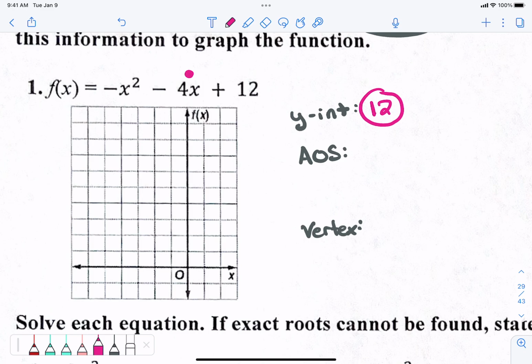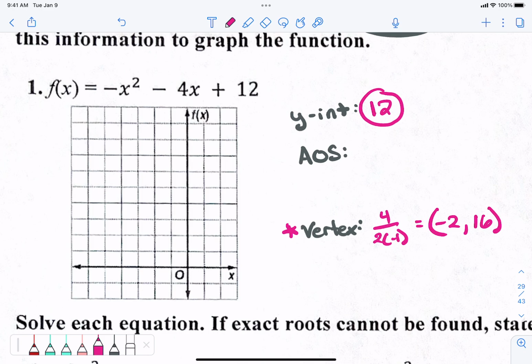Yuck. Okay, I don't do the AOS next. I do the vertex next. Vertex: negative b will be a positive 4 over 2 times negative 1. So 4 divided by negative 2 is negative 2 comma something, okay? Now, if you plug negative 2 back in, I get like 16. Check me to see if that's right. Negative 2, positive 16. Did you get 16? Yeah, perfect.